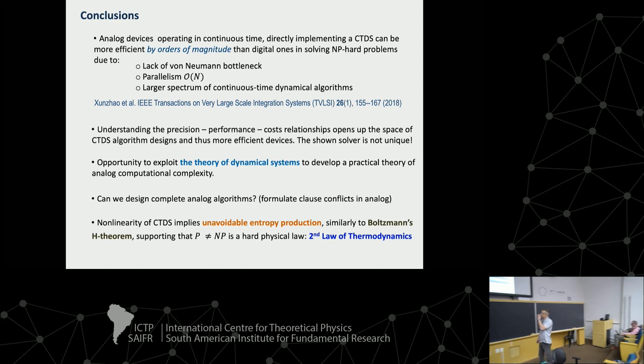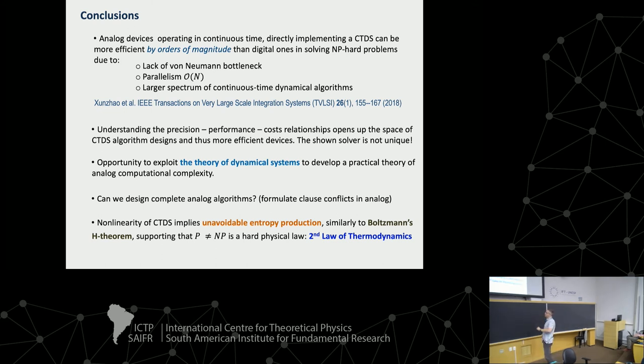So this makes a good case for thinking of P not equal to NP as really a manifestation of the second law of thermodynamics. You cannot avoid it.